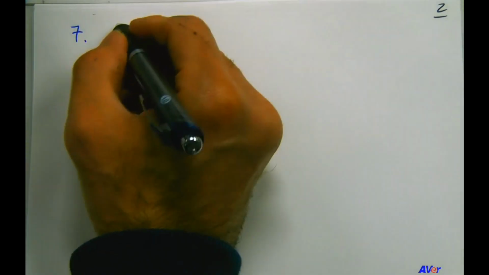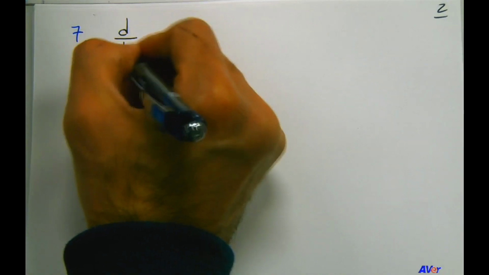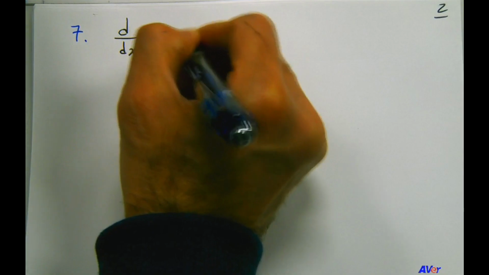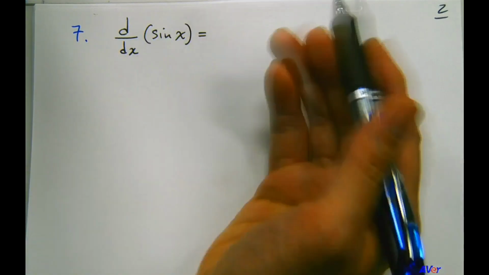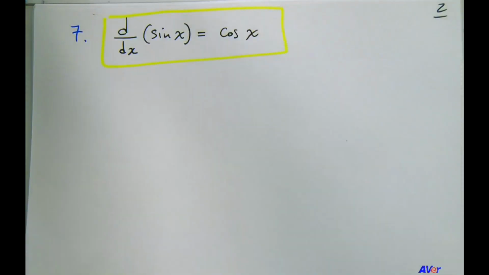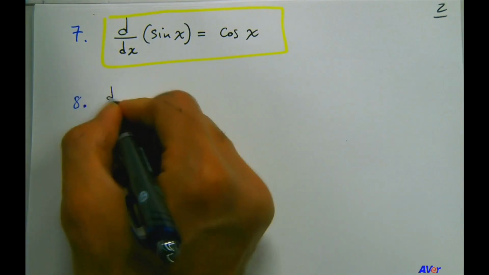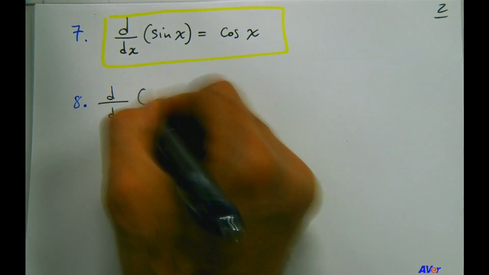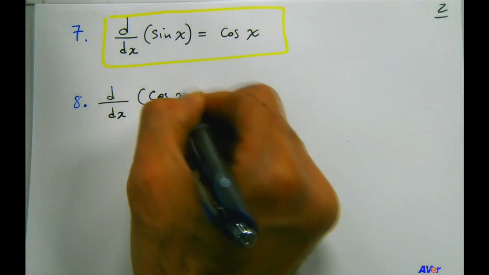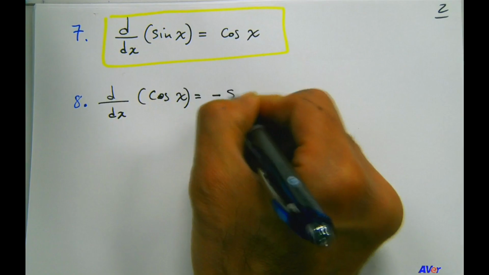So item 7, if we have a trigonometric function like sine of x, the derivative of sine of x is cosine of x. Very easy to remember. And here's a little bit of a twist when we take the derivative of the cosine function. The derivative of the cosine function is equal to minus sine of x.